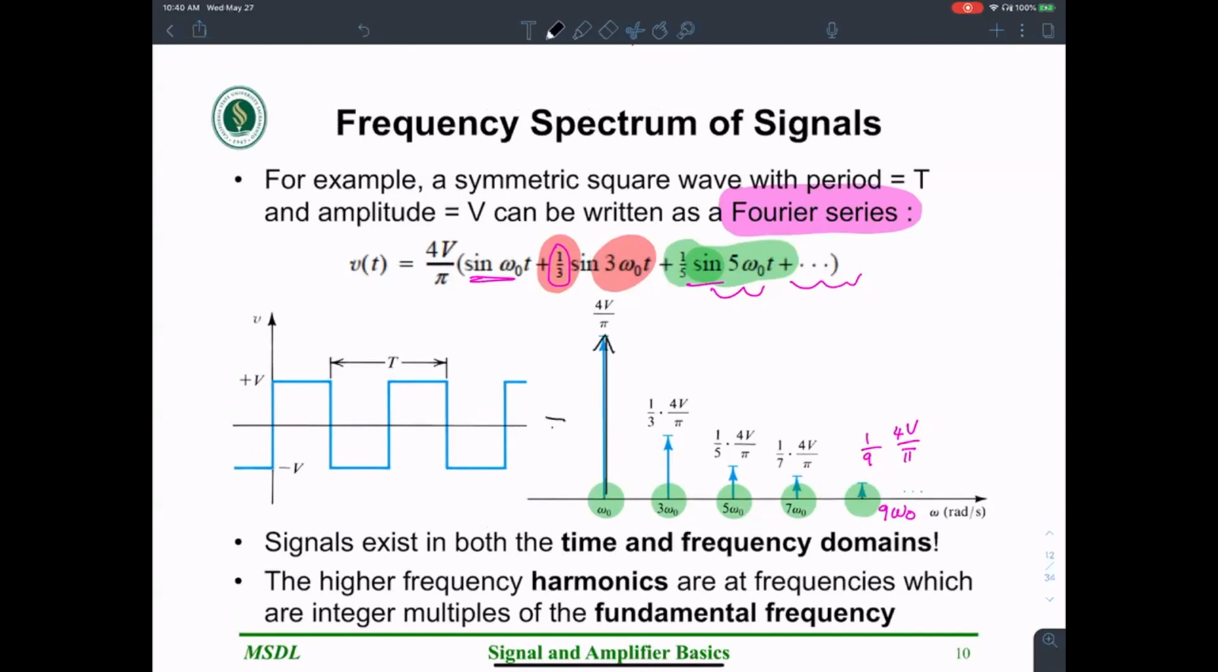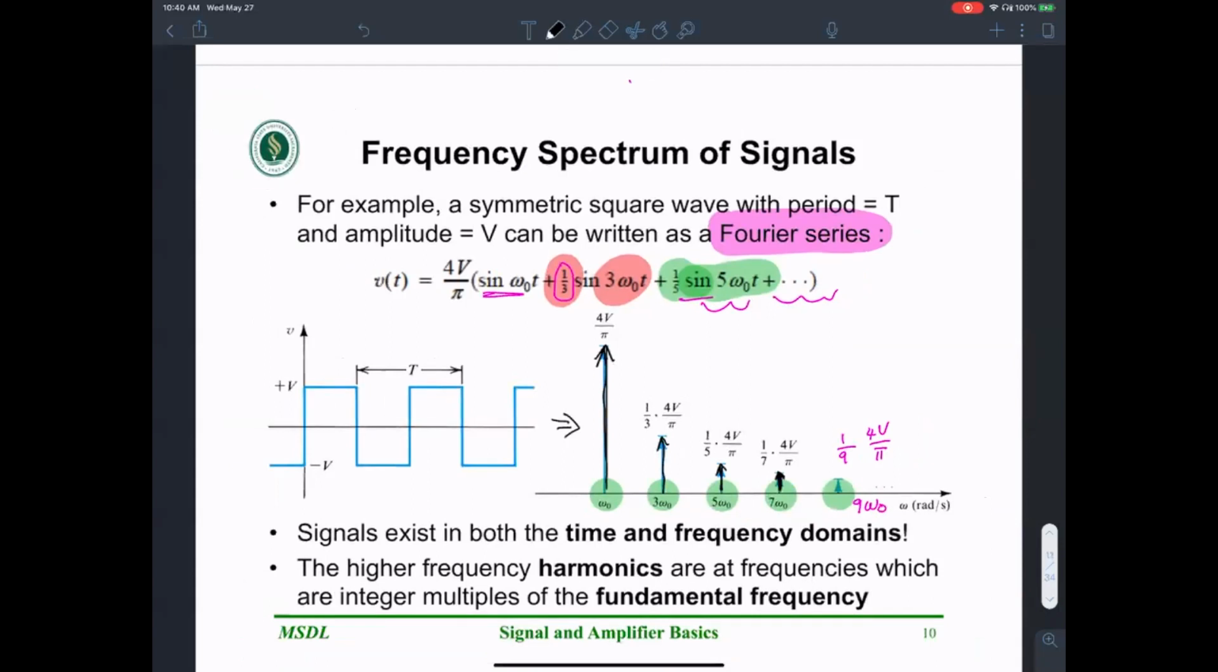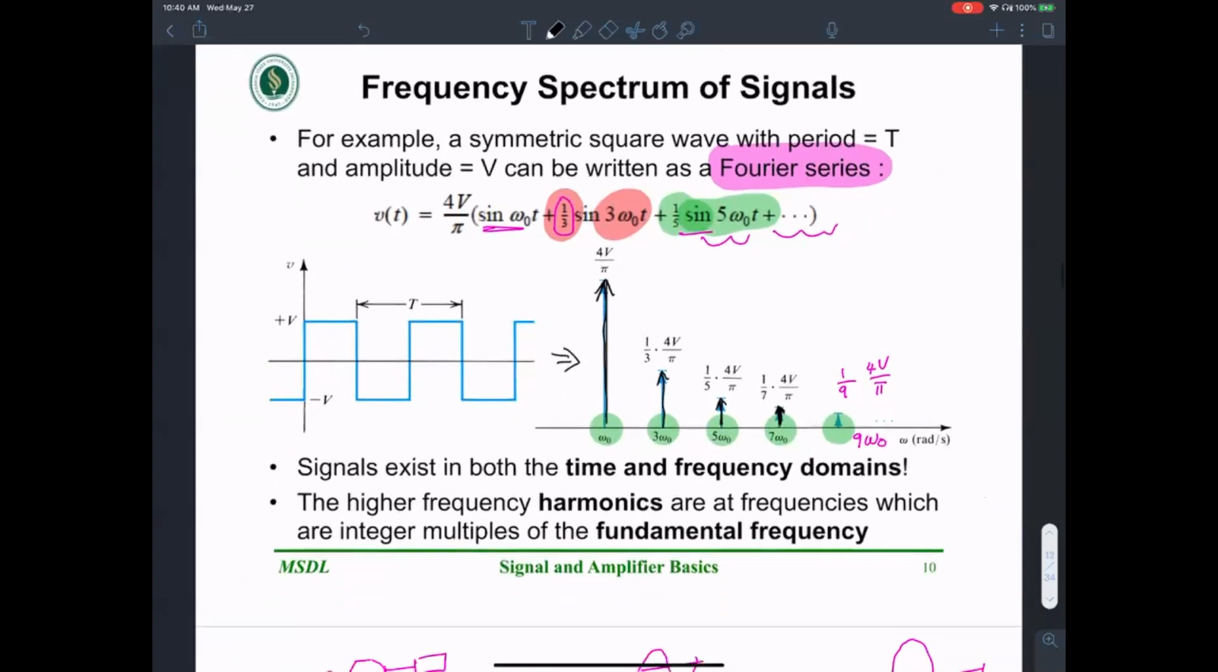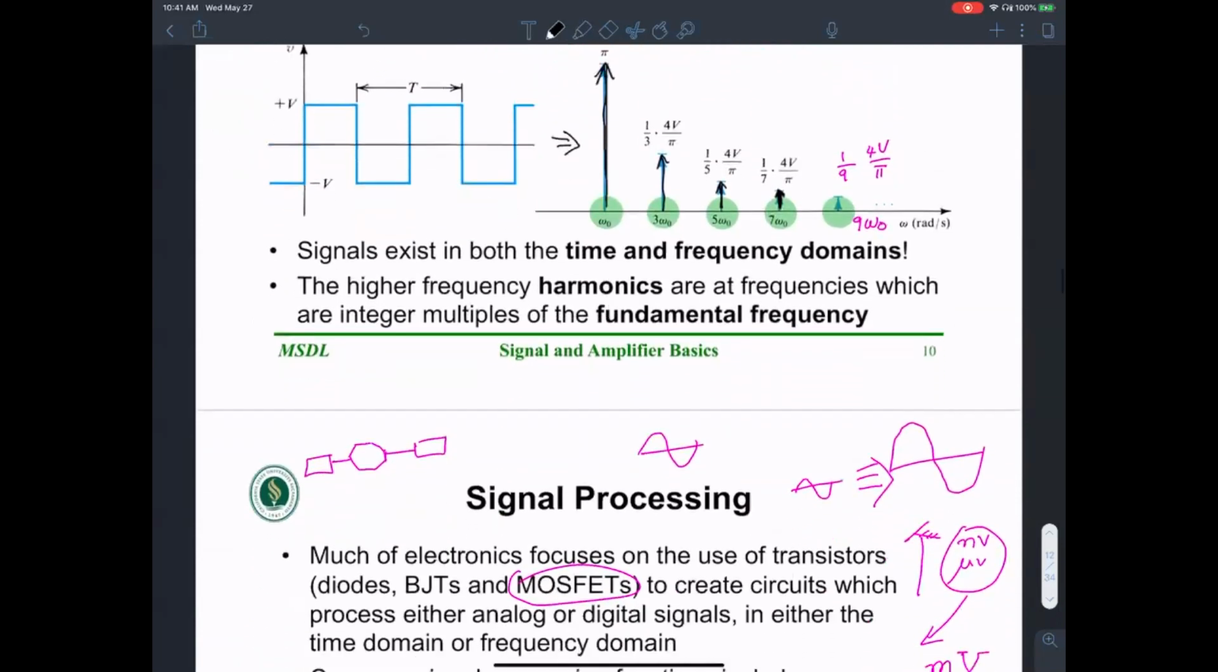So if you represent the square wave in the frequency domain, it can be expressed as a really big sinusoid at omega naught frequency, a small sinusoid at 3 omega naught frequency, a much smaller sinusoid at 5 omega naught frequency, and a yet smaller sine at 7 omega naught frequency. You can add up a bunch of sine waves to create a repeating square wave, and that is shown in the frequency spectrum here. The higher frequencies are called harmonics.